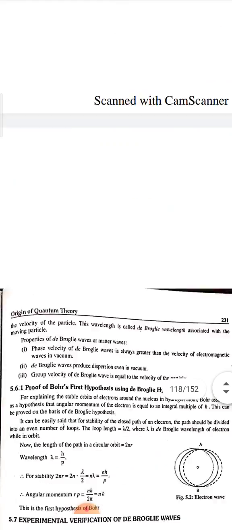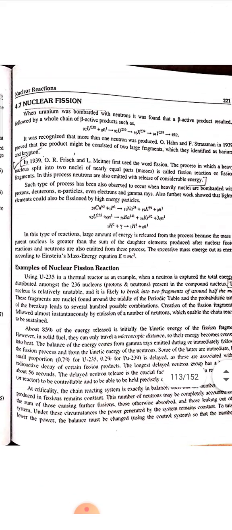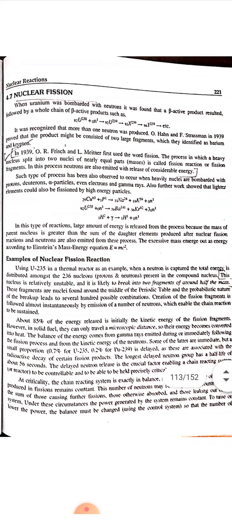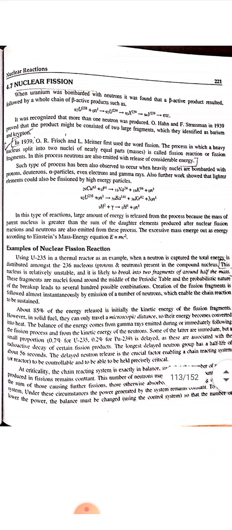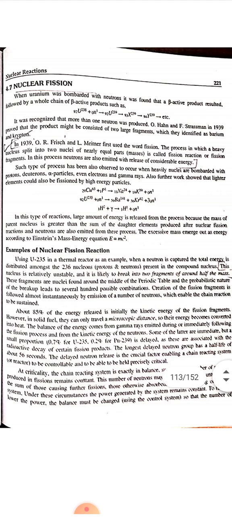In this type of reaction, a large amount of energy is released from the process because the mass of the parent nucleus is greater than the sum of the masses of the daughter elements produced after the nuclear fission reaction, and neutrons are also emitted. The excess mass emerges as energy according to Einstein's mass-energy equation.